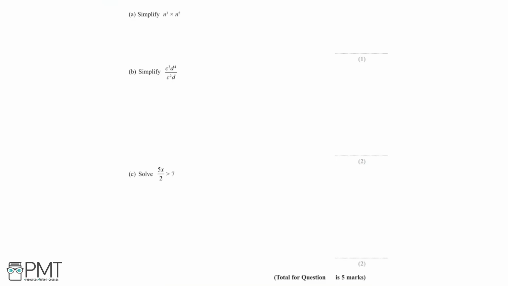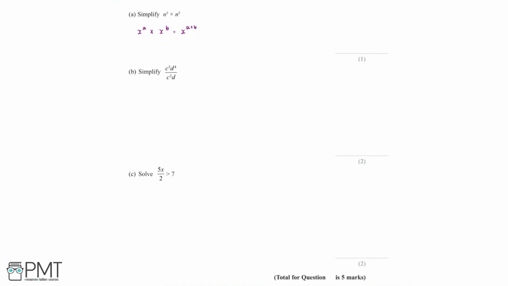In part A, we need to simplify n to the power of 3 multiplied by n to the power of 5. We can use one of our index laws to help us solve this. We know that x to the power of a multiplied by x to the power of b is equal to x to the power of a plus b.